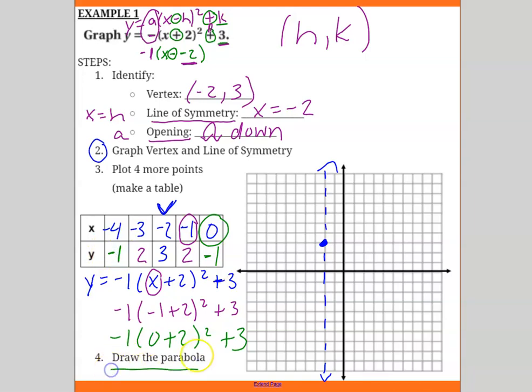And now we just have to plot those points so we can create our parabola. So -1, 2, -3, 2, and then 0, -1, -4, -1. And as we look, our parabola opens down just like we said it would.